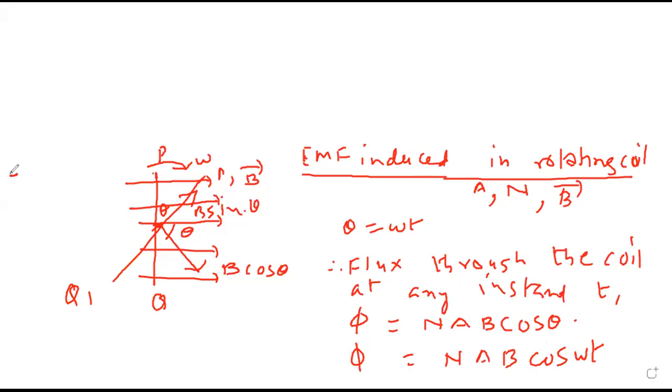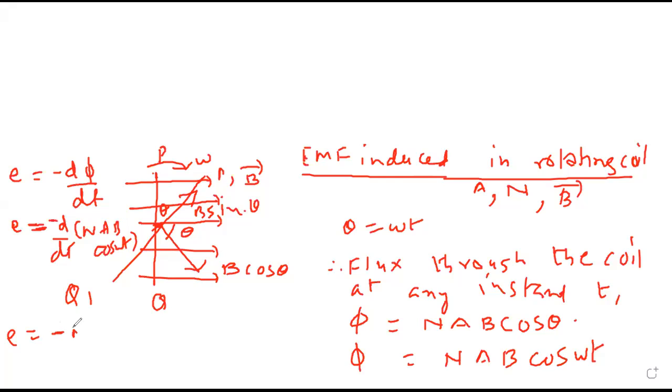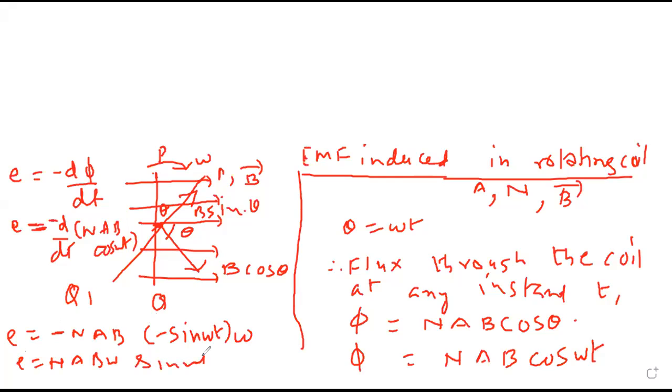Now EMF induced, by Faraday's and Lenz's law, is the change of flux which is opposed by the induced EMF, so minus d phi by dt. That is minus d by dt of NAB cos omega t. From this we get E equals minus NAB, and the derivative of cos is minus sin omega t into omega. That means E is NAB omega sin omega t.